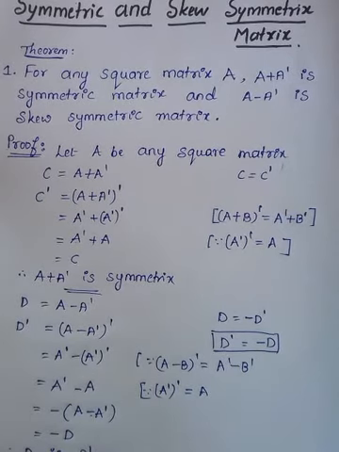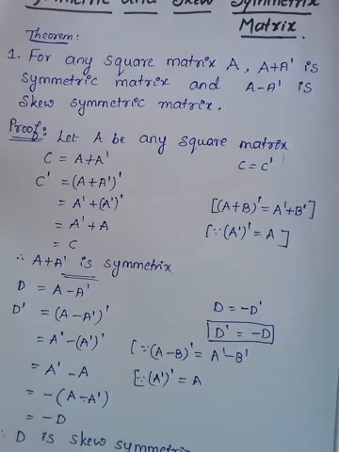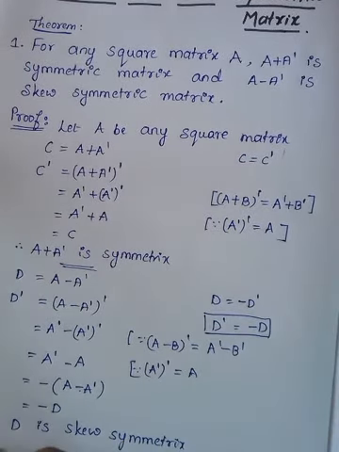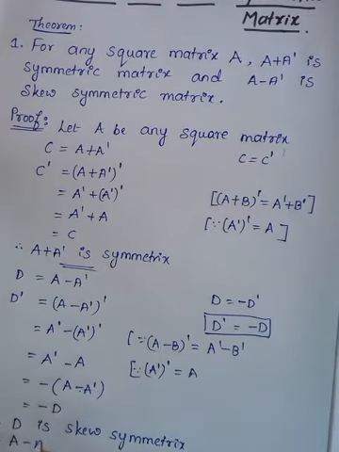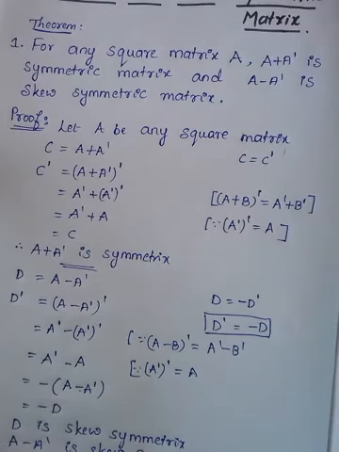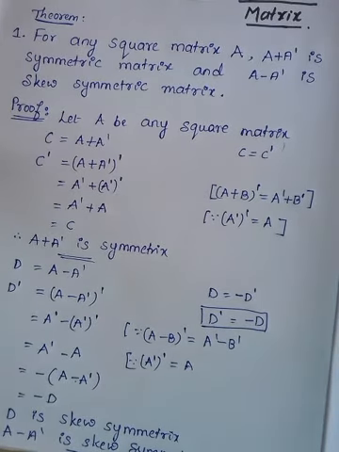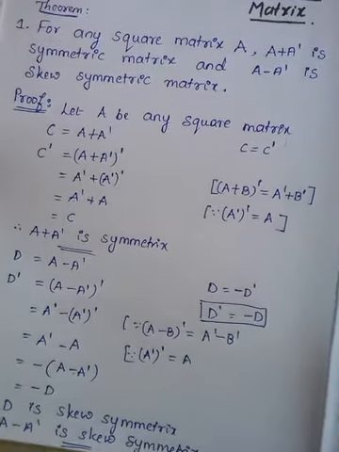D is skew symmetric because it satisfies the skew symmetric definition. Therefore, A minus A transpose is skew symmetric. This is one of the important results of symmetric and skew symmetric matrices.